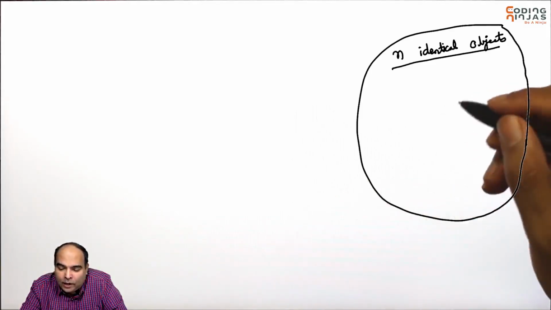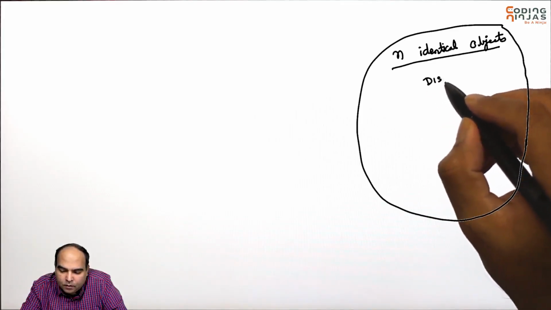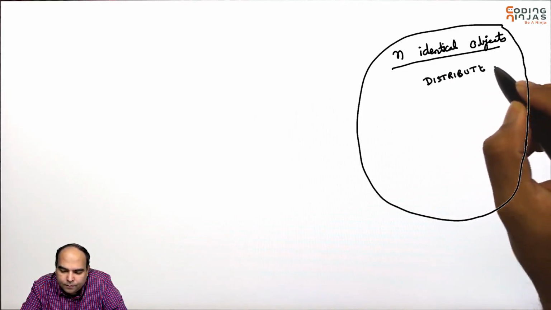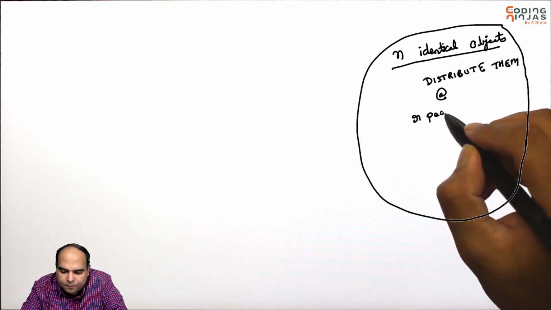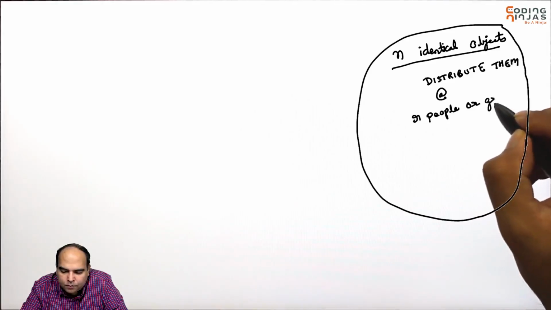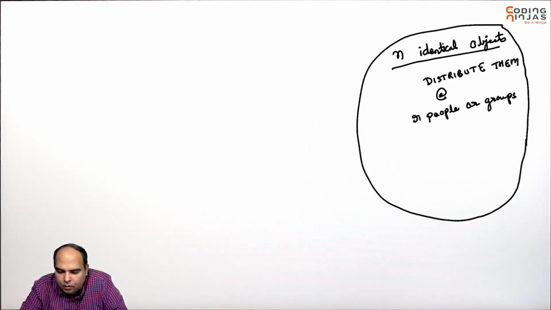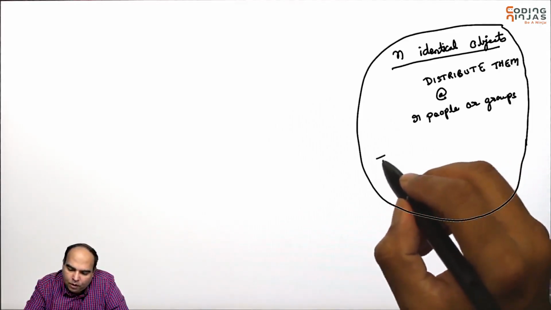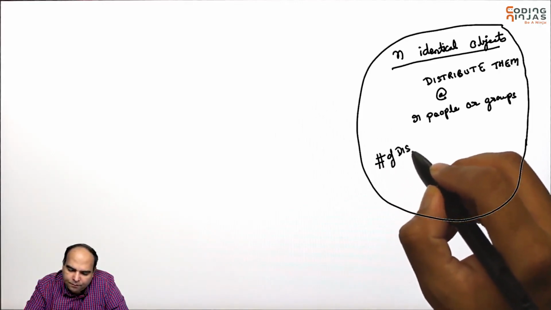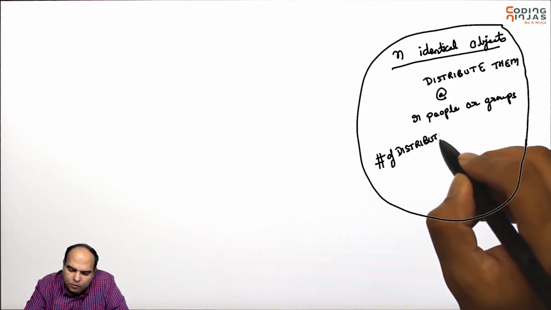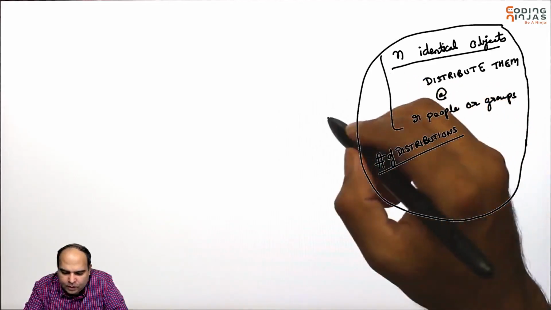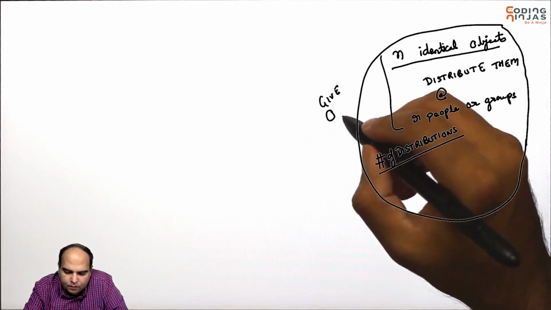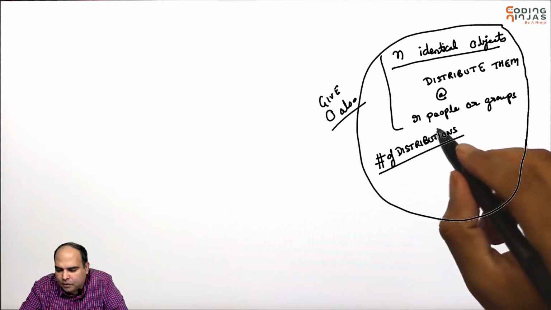So if you have n identical objects and you have to distribute them amongst r people or groups, and you want to count the number of distributions you can have, in this scenario we are allowing 0. You can give 0 also to any person or any group.